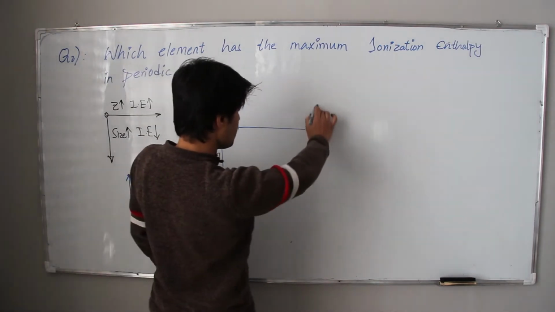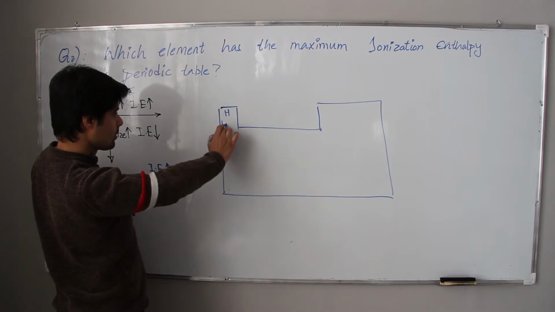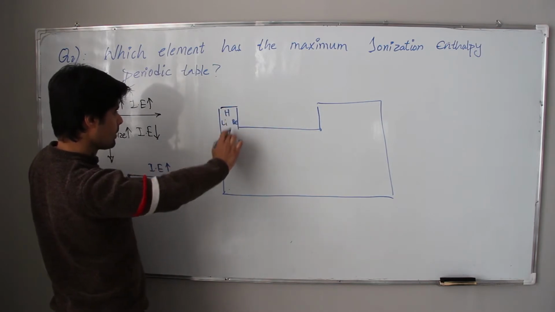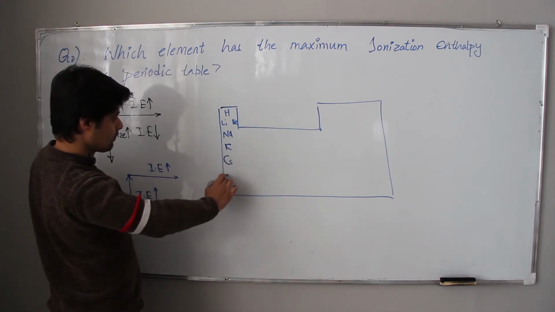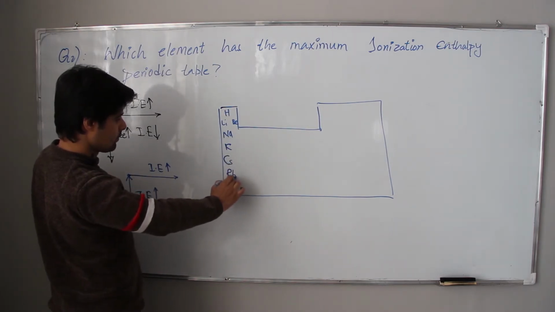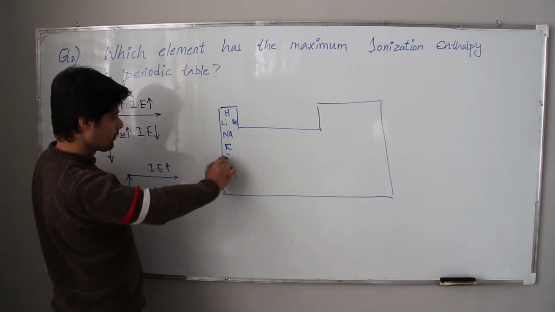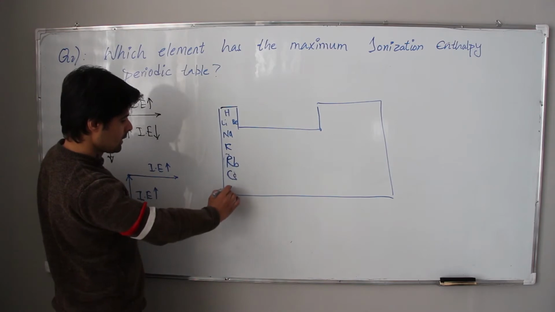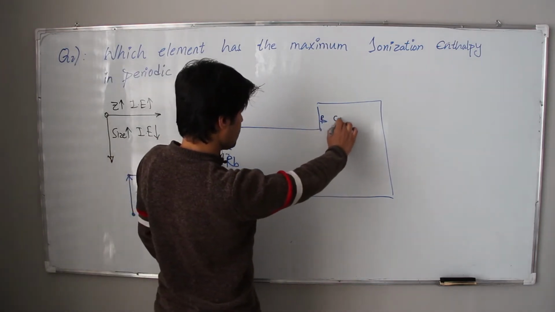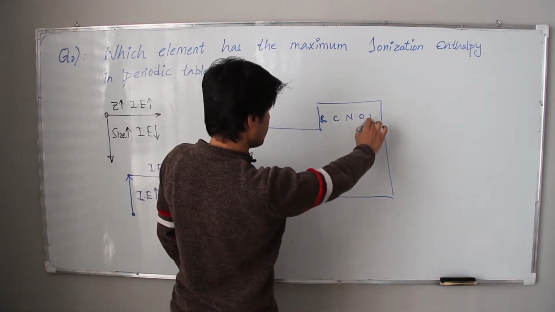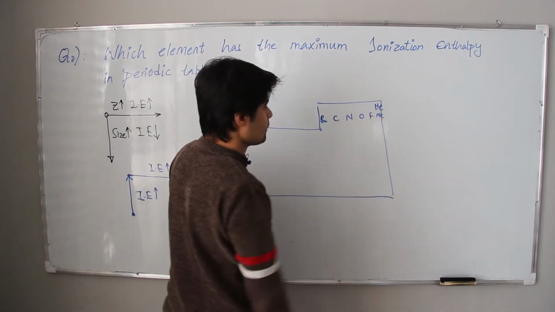Now suppose this is the periodic table. We have here hydrogen, lithium, beryllium, and also sodium, potassium, rubidium, cesium, francium. Here, for example, we have boron, carbon, nitrogen, oxygen, fluorine, and also neon. At the top we have helium.